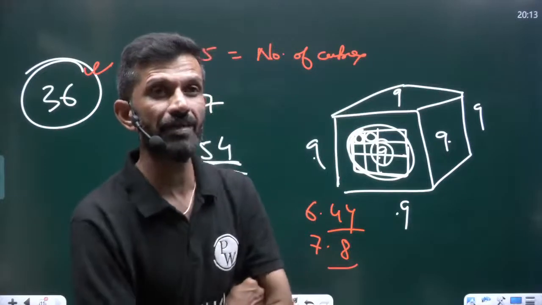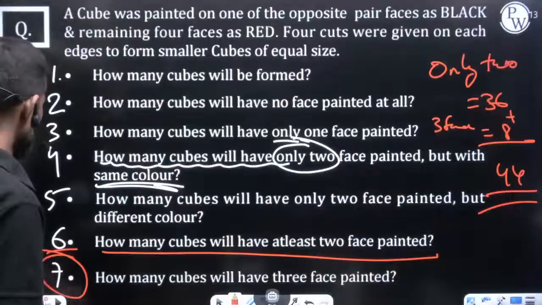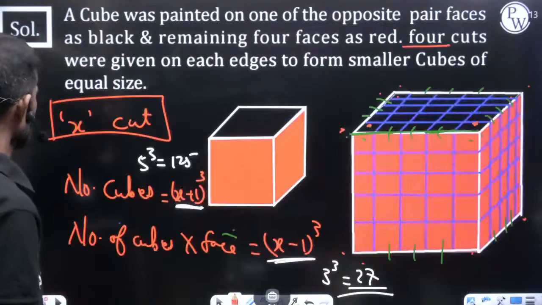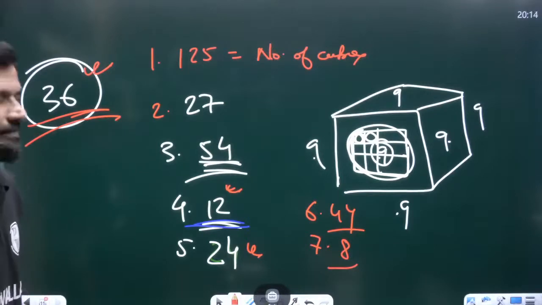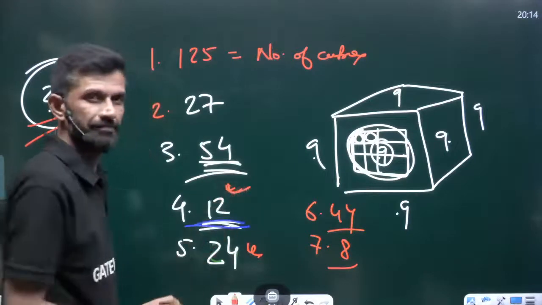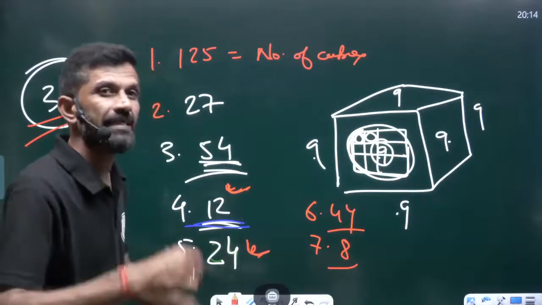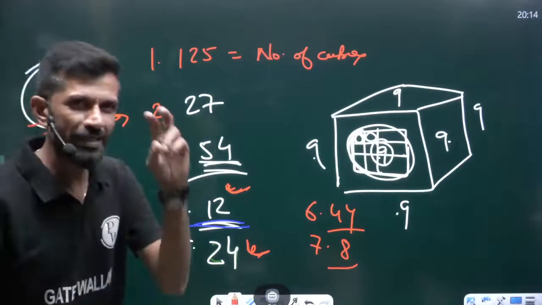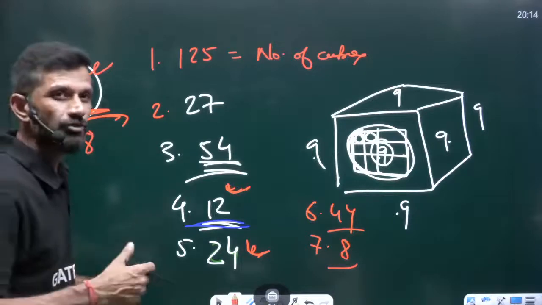Only two faces painted, we were getting 36, Milind. Try to recall. See, we got 36 here. Two faces painted with the same color, 12. Two faces painted with different color, 24. Without mentioning any color, 12 plus 24, the answer is 36. So only two faces painted, you have 36. Three faces painted, you have 8. So at least two faces painted.